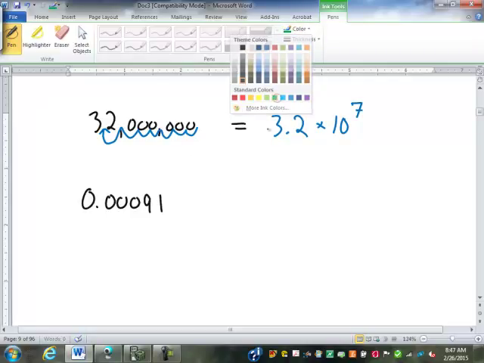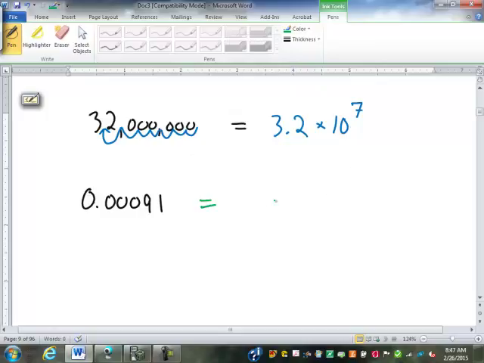How about this one? 9.1. Yep, it's going to be negative because it's a small number. 1, 2, 3, 4. Negative 4.